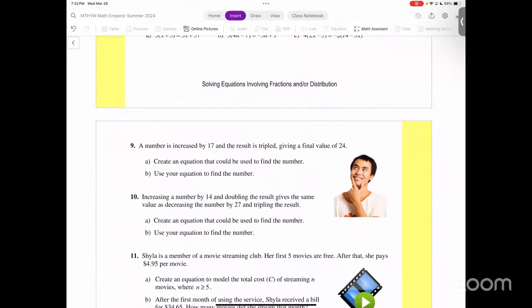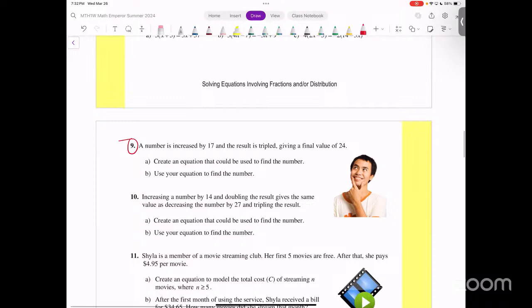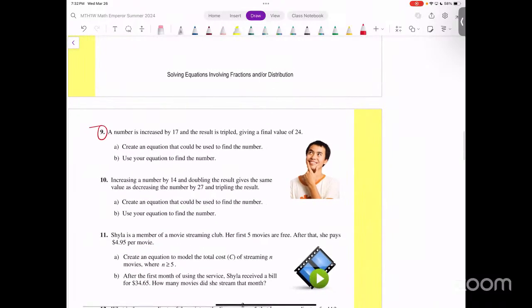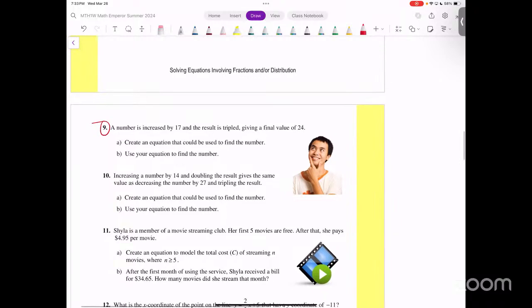Number 9. A number is increased by 17 and the result is tripled, giving the final value of 24. You're gonna write the equation. You don't need to copy down the question. All I want is to see if you are able to write the equation. So I'm gonna do the first one for you. A number is increased by 17. The result is tripled. The final value is 24.